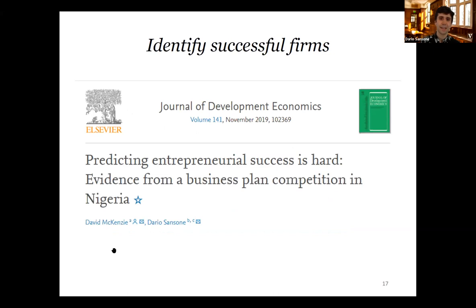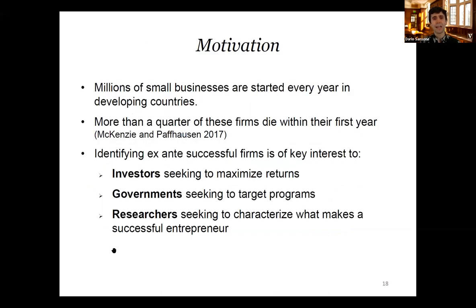So another paper instead that I want to discuss is one of my own papers, which I wrote together with my co-author at the World Bank, David McKenzie. And in this paper, we were quite ambitious in the sense that we wanted to identify which firms are going to be successful. Now, I don't think I have to make the case that this is an important research question. We all know that millions of firms are started every year in developing countries, and a lot of them do not survive within the first year.